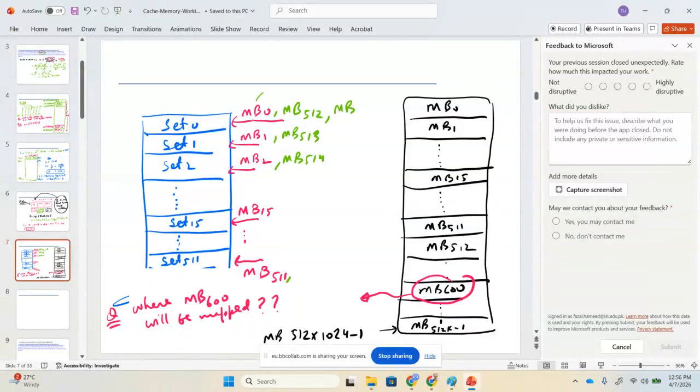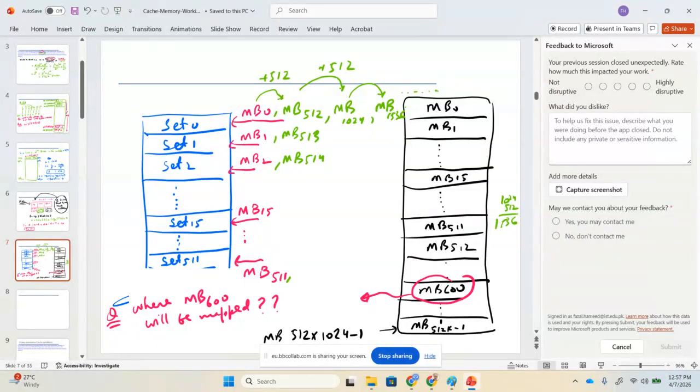So we are adding 512 here, and then we are adding 512 here. If we add 512 again, the next block mapped here is 1024, and then we add another 512, so it will be 1536, and so on. Any question?